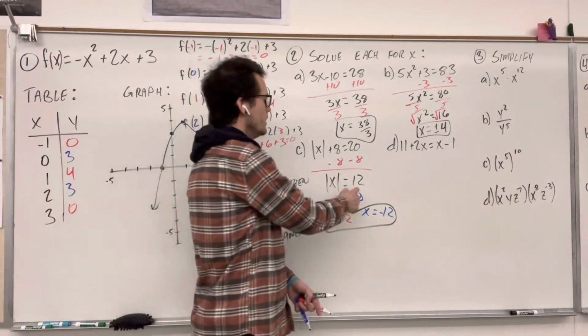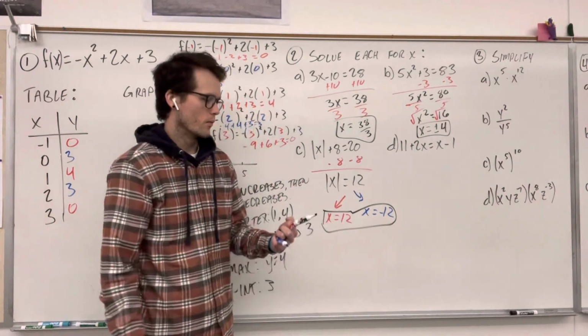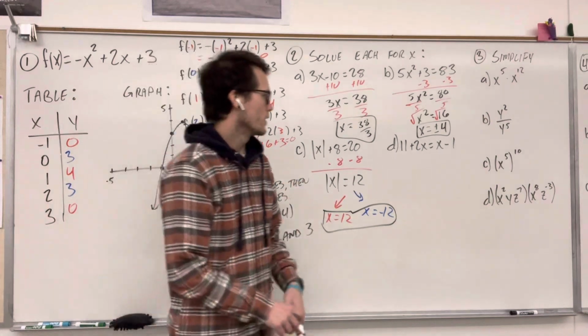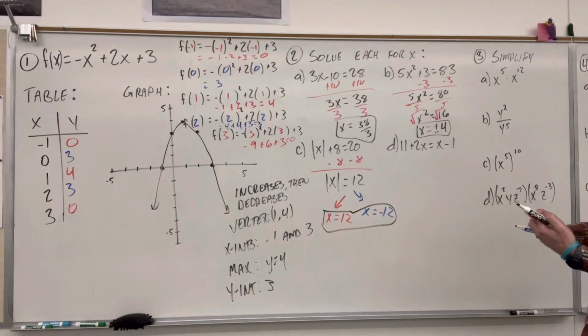Then on the other one, the absolute value bars go on the left, and then the negative, the opposite, is what goes on the right. Let's keep plugging along. 11 plus 2x equals x minus 1.